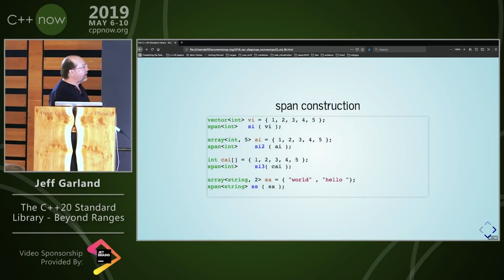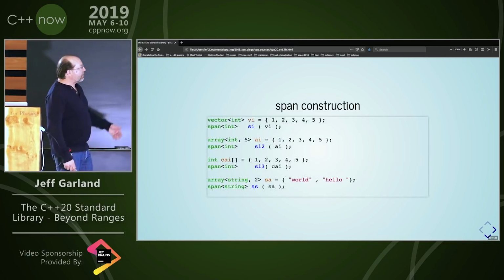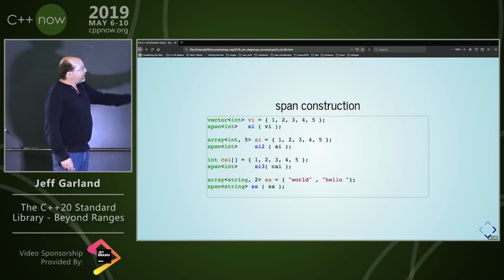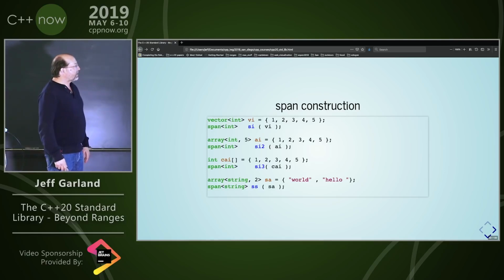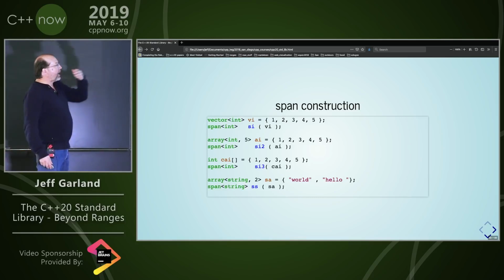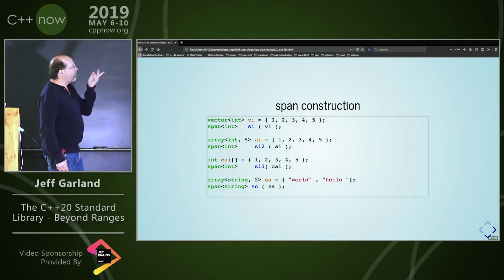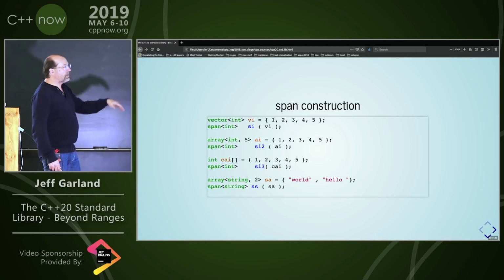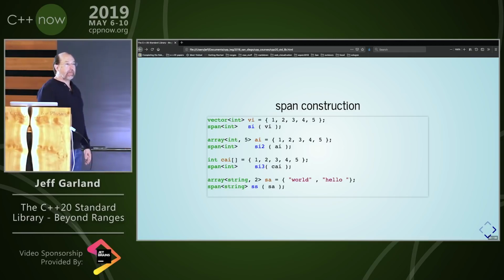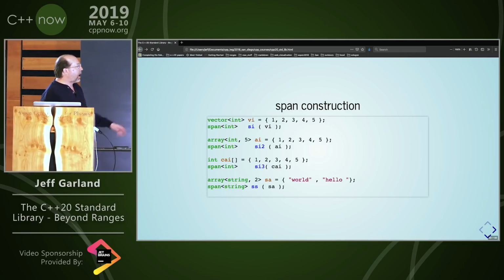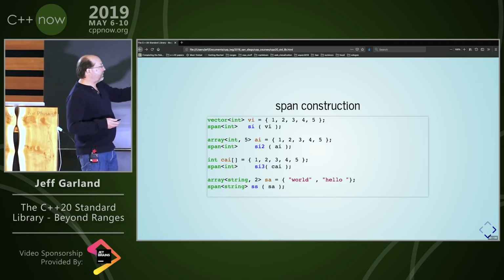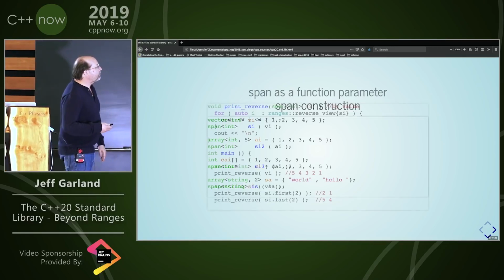Let's take a look. What do I have to do to construct one of these things? I've got a vector of int. If I want a span of int, I can just construct it directly. I have a little bit of a difference here. I have an array of size 5. I can wrap a span of int around that. I can wrap it around a C array as well. That's nice. So I can get nice type safety when I call a function. I can also have strings and other types.